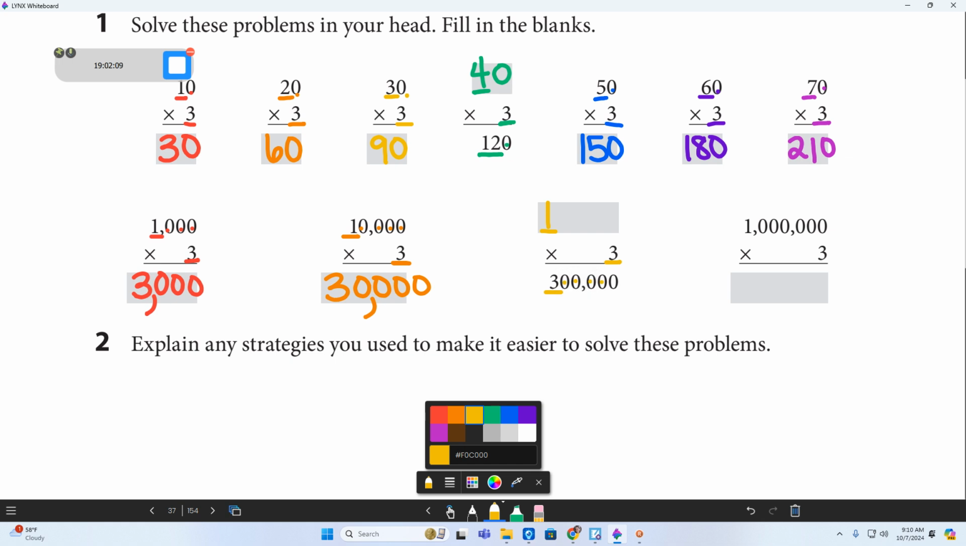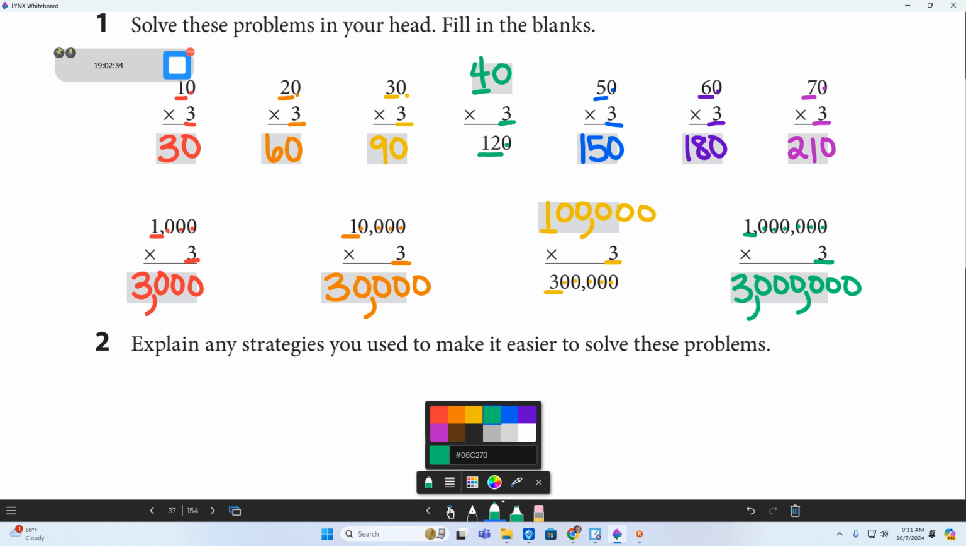5 in the answer means I need 5 in the problem. And the last one in this row, 1 times 3 is 3. 6 in the problem, 6 in the answer. Starting at the ones place.